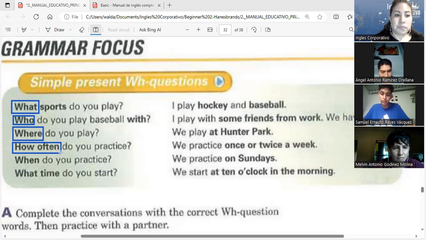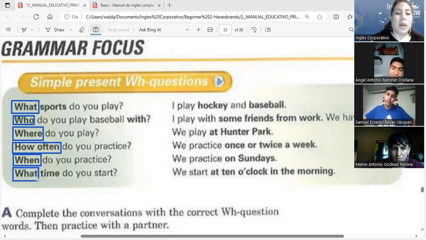How often? How often is asking about the frequency. So how often? The frequency. How often? Cuán a menudo. Good. When? ¿Cuándo?